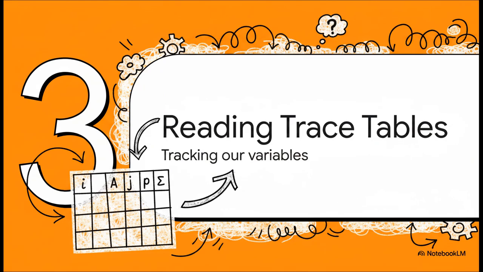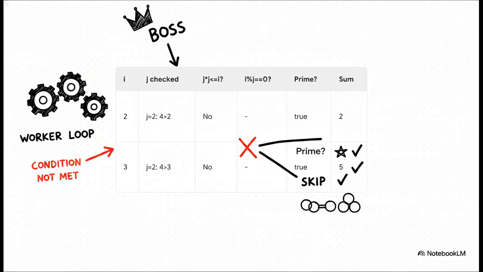Okay, Section 3, reading the trace table. Now, trying to keep track of the boss i and the worker j entirely in your head? Yeah, that's just a recipe for a massive headache. So we use something called a trace table to track our variables like i, j, our prime Boolean flag p, and our running sum step by step so we don't get overwhelmed.